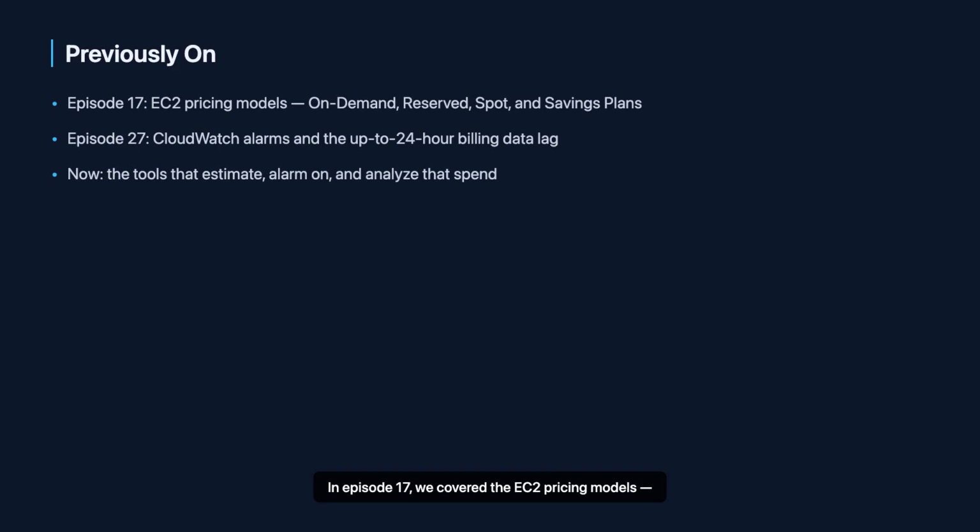In episode 17, we covered the EC2 pricing models: on-demand, reserved instances, spot, and savings plans. So you already know how Amazon Web Services charges for compute. And back in episode 27, we touched on CloudWatch alarms and the fact that billing data isn't real-time. Now we're zooming out to the tools that estimate that spend before it happens, alarm you while it's happening, and analyze it after the fact.